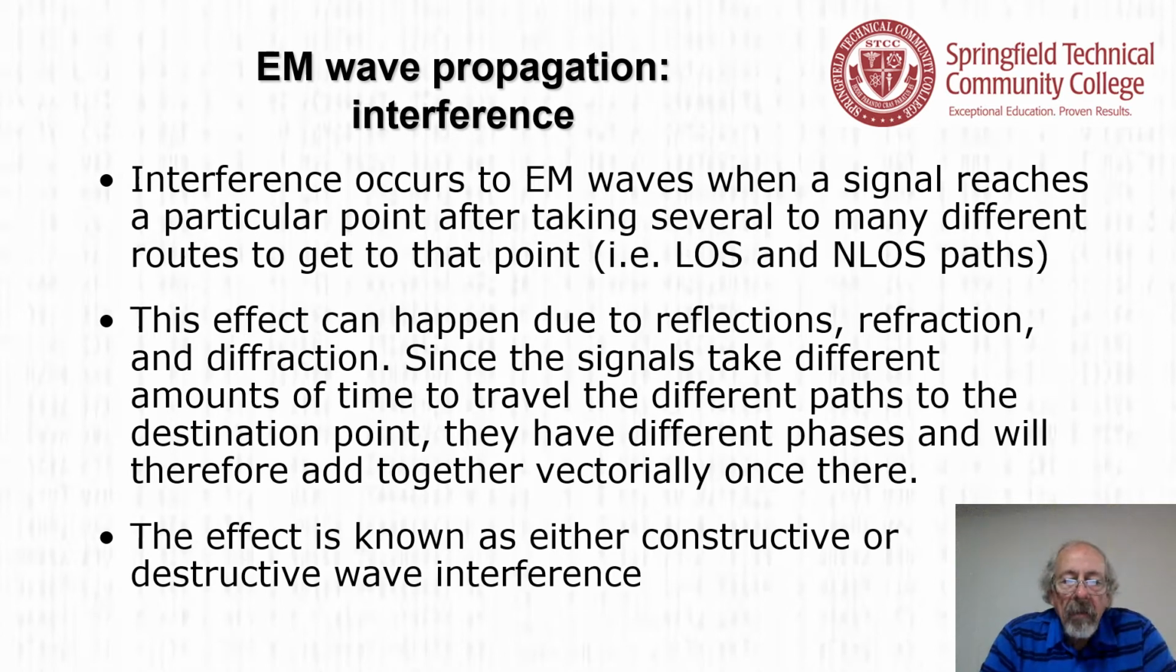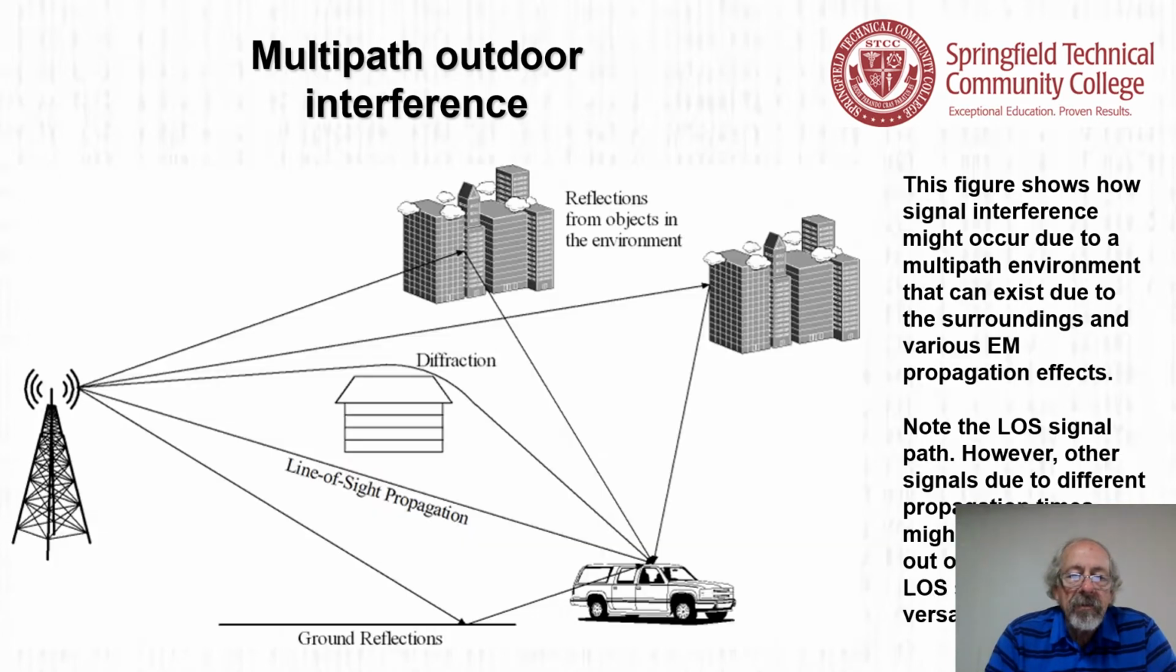Since the signals take different amounts of time to travel the different paths to the destination point, they have different phases and will therefore add vectorially once there. The effect is known as either constructive or destructive wave interference.